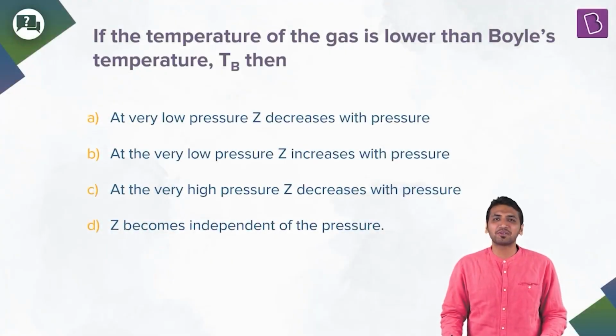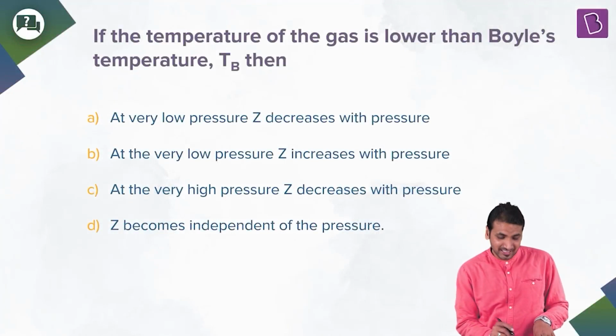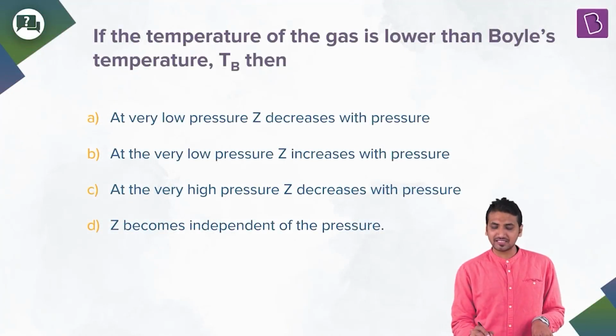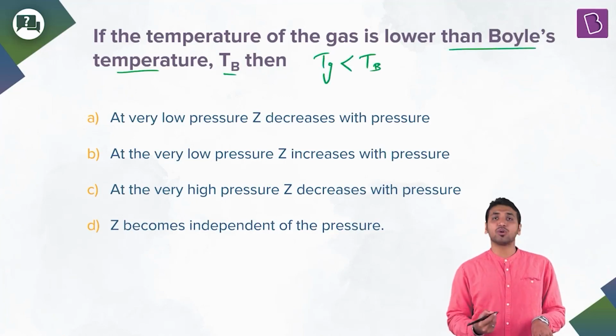Yeah, so here we have a question from states of matter. Basically, the compressibility factor. Let's see what the question says. If the temperature of the gas is lower than Boyle's temperature TB, then what are the options?